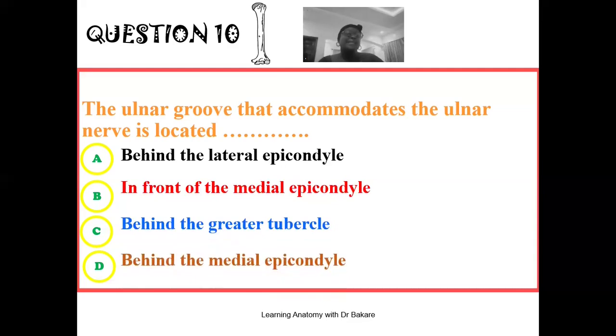The correct answer as it relates to the ulnar groove, which accommodates the ulnar nerve, is that this groove is located behind the medial epicondyle. It is behind the medial epicondyle that we see this groove that accommodates the ulnar nerve. Hence, this is the correct option.